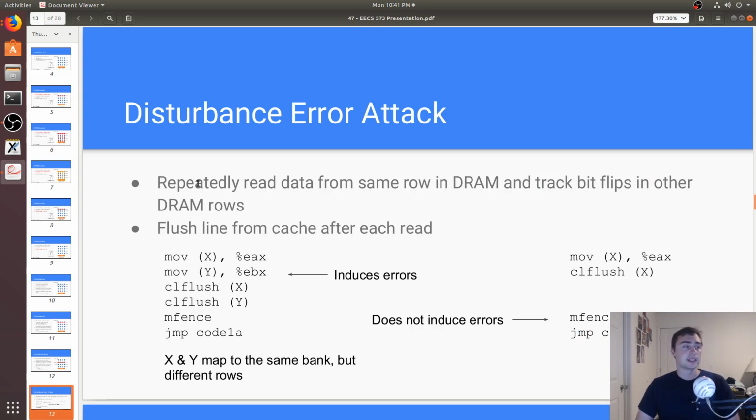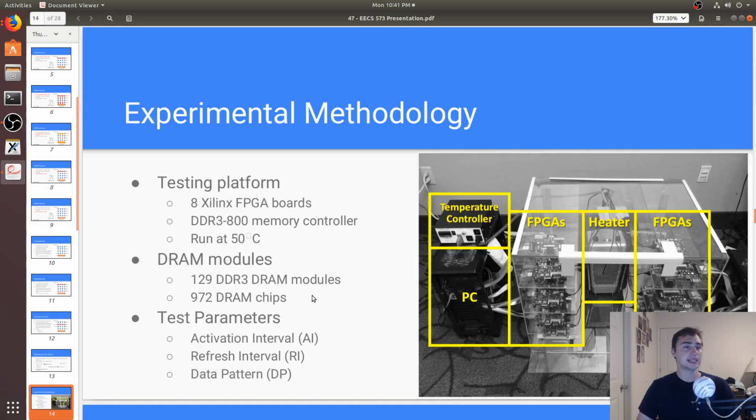So what they did was they showed that you could repeatedly read data from the same row in DRAM and track bit flips in the other rows. They flush the cache line after each read. And then, further experimental setup: they use this really cool big setup, tons of FPGAs, 8 Xilinx FPGA boards, a bunch of DDR3 800 memory controllers. They've got a heater in here.